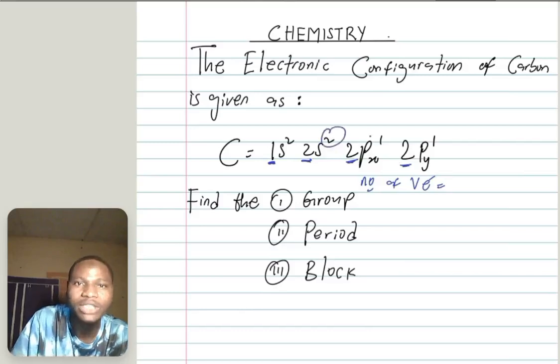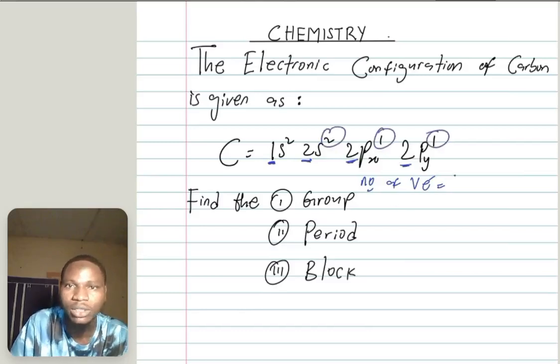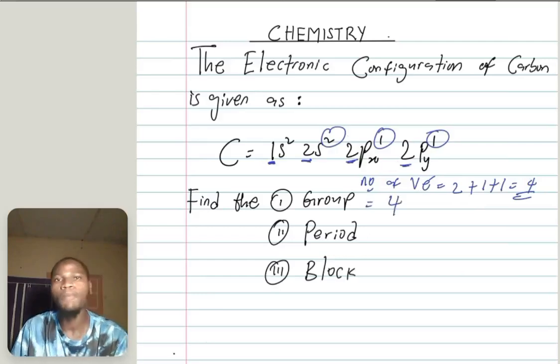Therefore, add all the electrons you have on the last shell. That's 2 plus 1 plus 1, and that is equal to 4. So this element has 4 electrons in its outermost shell. Therefore, carbon belongs to group 4.